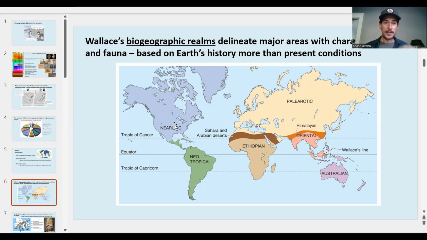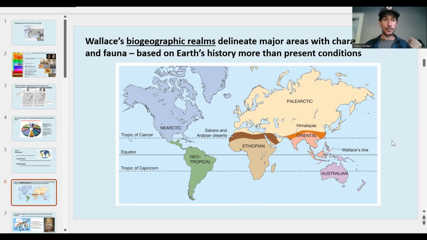And basically, in North America, we have the Nearctic biogeographic realm, whereas in Eurasia, we have the Palearctic biogeographic realm. In contrast, in South America, we have the Neotropical biogeographic realm. In Africa, the so-called Ethiopian biogeographic realm. In South Asia, the Oriental biogeographic realm. And then there's also the Australian biogeographic realm. And also these deserts.